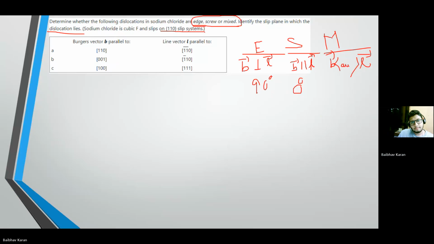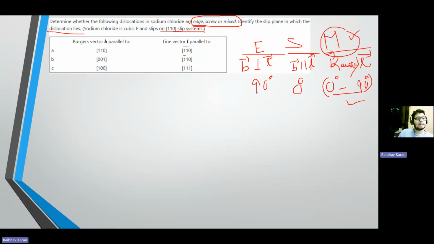Acute. What is acute? An acute angle is an angle lying between 0 to 90 degrees. So if any value of angle lying between 0 to 90 degrees is present in the case of a slip system, then this is known as a mixed dislocation. Did you understand what I'm trying to say?